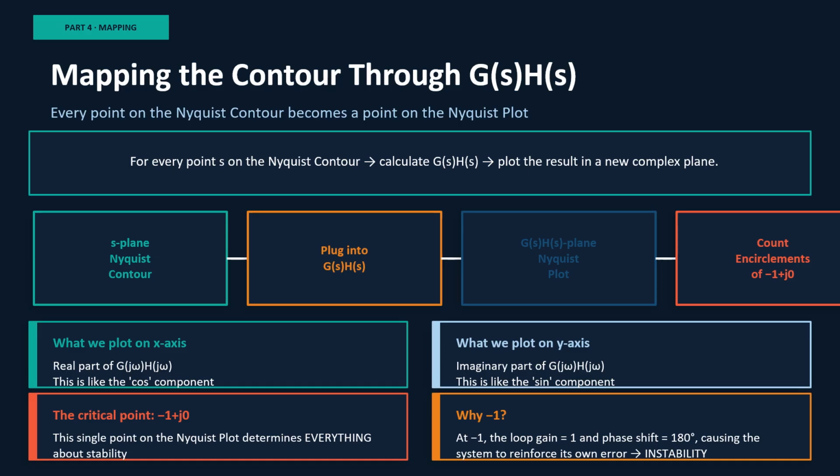Now we map the contour. Take each point, substitute into G(s) and multiply by H(s). We get a complex output. Plot all outputs. This gives us the Nyquist plot. Now very important: the most important point is minus 1 plus j0. This is called the critical point. Everything in Nyquist analysis depends on how the plot behaves around this point.